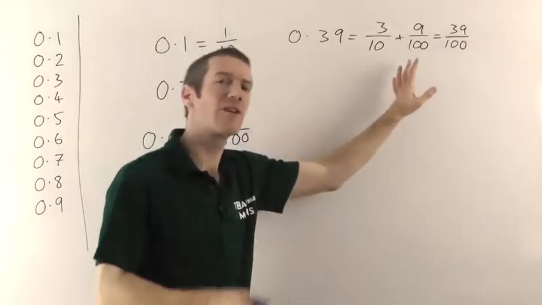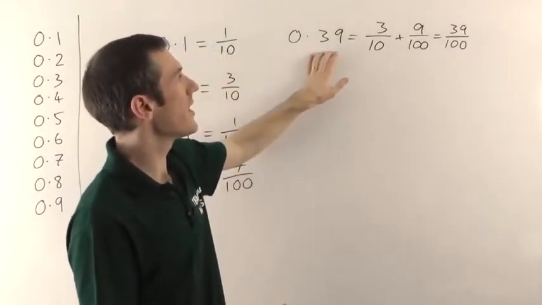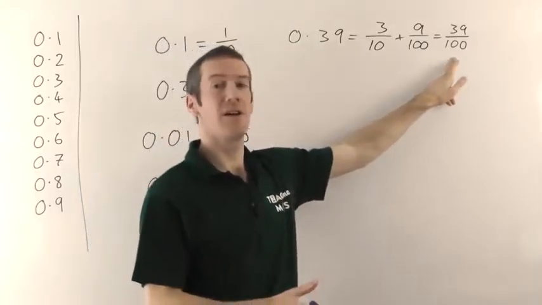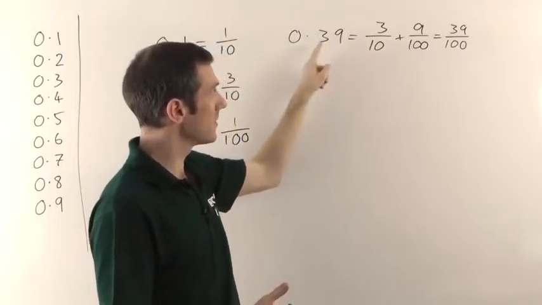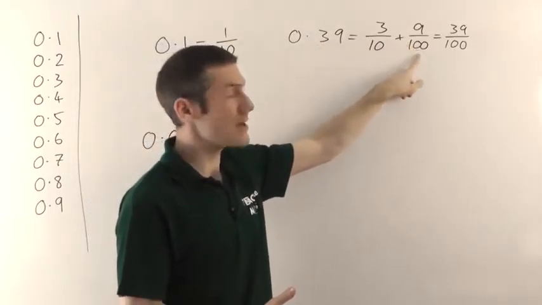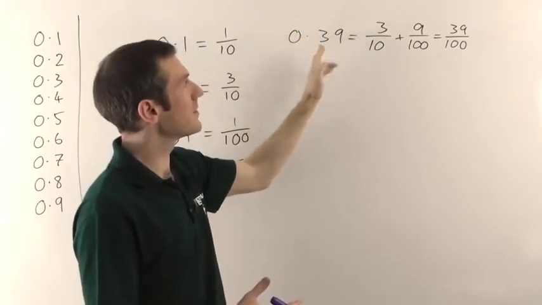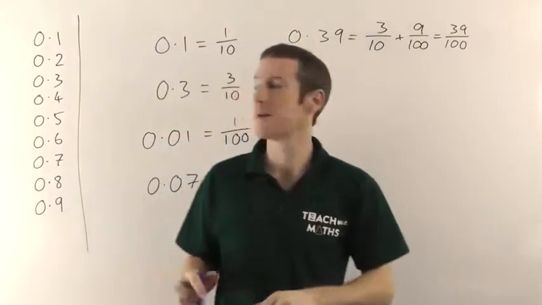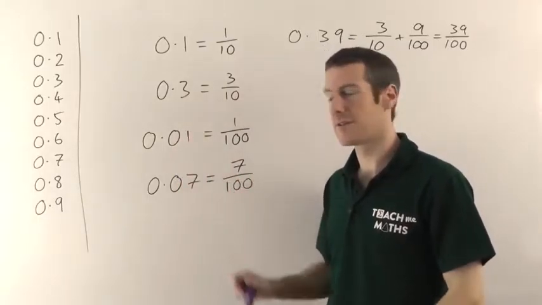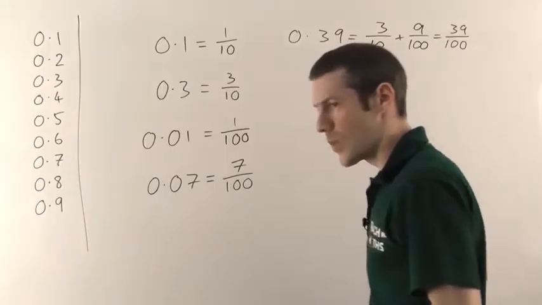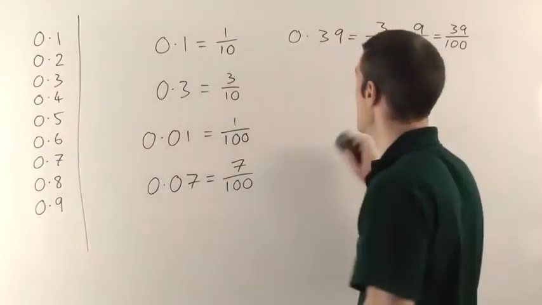If you're not sure about adding fractions, you can go and watch the fractions video. But the point here is simply that 0.39 can be written as 39/100ths. And it's because it's the same as 3/10 plus 9/100ths. So the places that the numbers sit in, the columns, give you the value of the decimal, and it just translates directly to fractions. So that's where they come from, if you like. They've just been invented by people, and they're defined to be the way that they are.